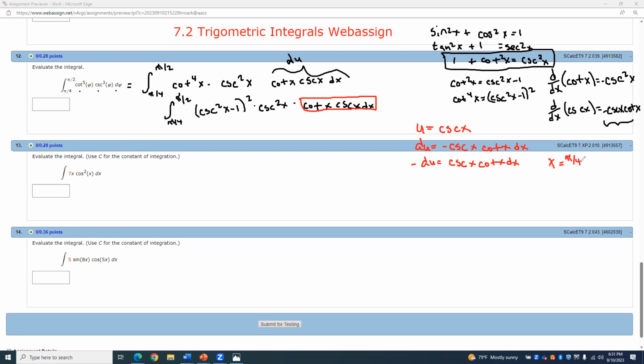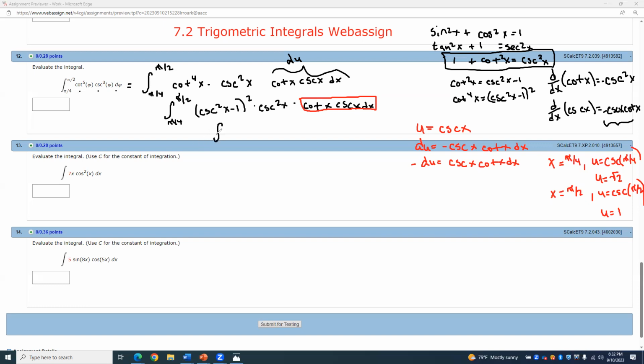So x equals pi over 4. If x equals pi over 4, what does u equal? That would be cosecant of pi over 4, which I'm sure you're like, oh, come on. But that's square root of 2. I know the unit circle is just sometimes not kind to us, but hopefully you'll be like, okay, that's fine. And then I have cosecant of pi over 2, which is just 1. So now we're going to switch over to u.